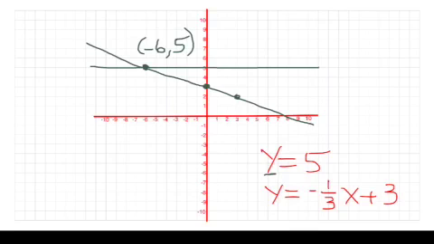Of course, when we plug 5 in for that y, 5 is equal to 5. And whenever we plug -6 in for this x, then -6 times 1/3 will give us negative 2, and then 2 plus 3 equals 5. So that one checks also. So our solution for this particular system of equations is -6 for x and 5 for y.